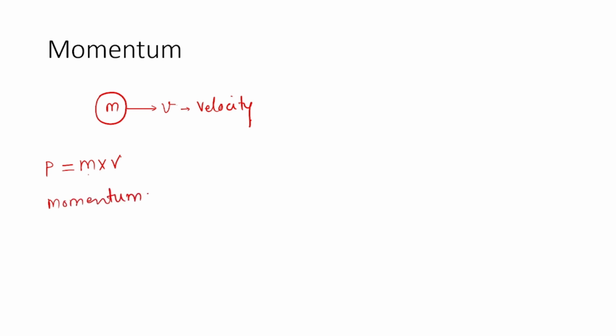Imagine there is an object of mass m. This is the object, and it is moving with velocity v in a straight line. So this v is the velocity of the object. Then the momentum of the object is defined as the product of mass and velocity, and momentum is denoted by p. So I'm writing here p is equal to m into v. It means momentum is equal to mass into velocity.